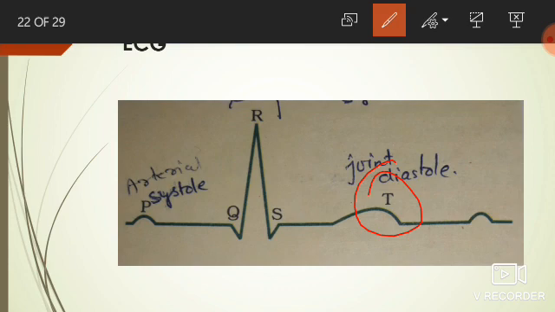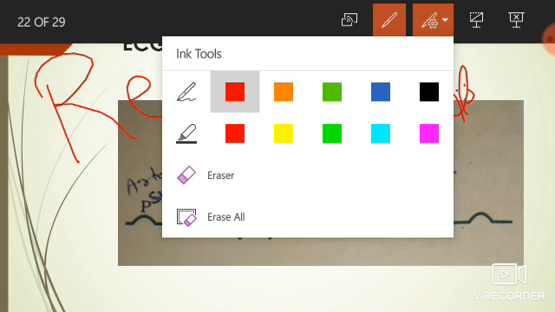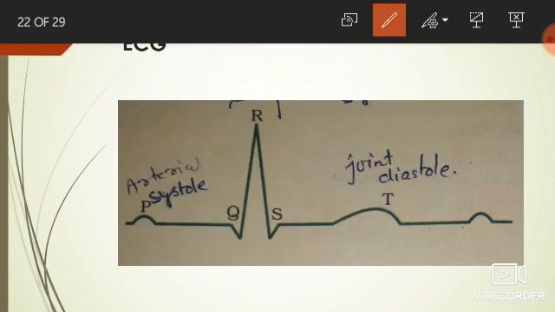Then the last one is T wave. T wave represents the return of the ventricles from excited to normal state. That means after the contraction, when the ventricles return to the relaxation state, that is termed as repolarization. The end of T wave marks the end of systole. That means after that the new cardiac cycle will repeat and the new ECG will repeat.